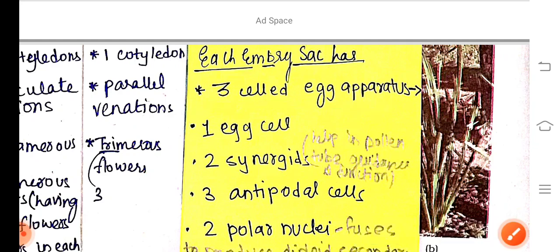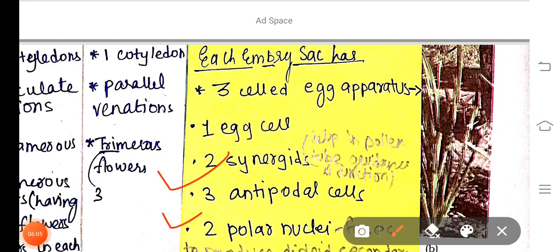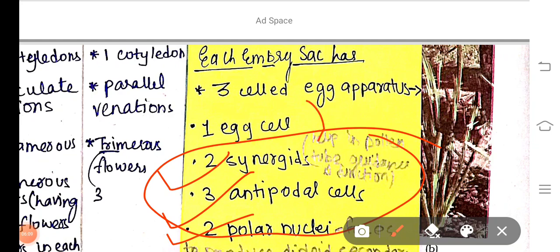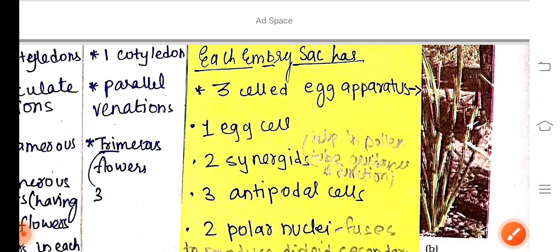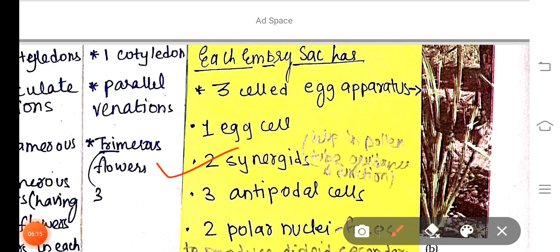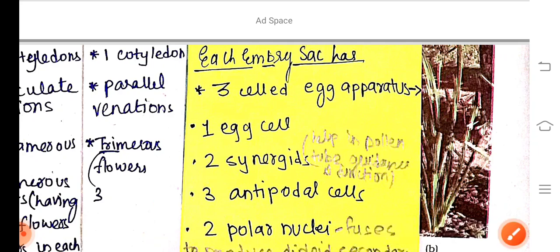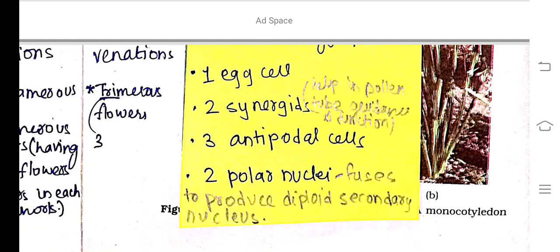All these 3 things, see, synergids, antipodal cells, and polar nuclei, they help this egg cell in the process of fusion. So it has 2 synergids, it has 3 antipodal cells. Okay, they are also a type of cell. You just don't need to study each of them in detail. And it has 2 polar nuclei. What is the work of polar nuclei?